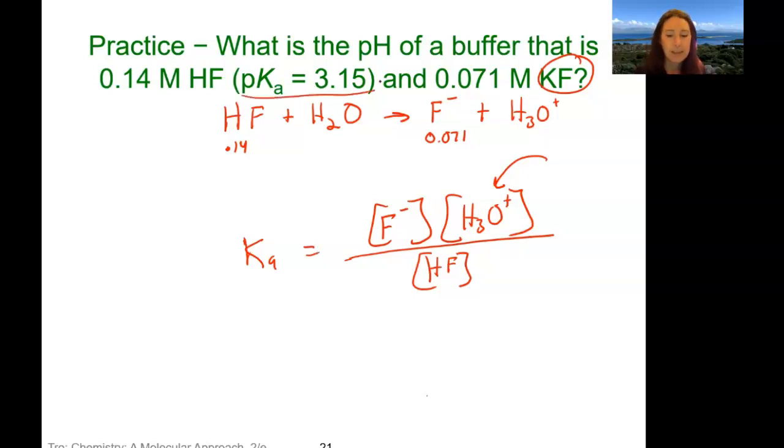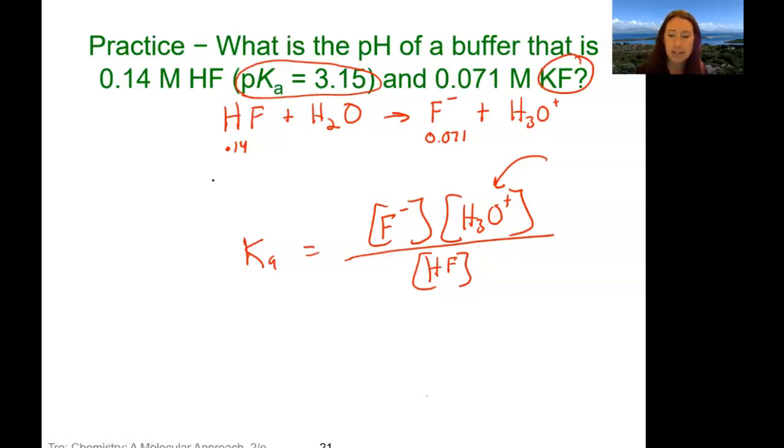But they gave us a pKa, right? Remember, how do we go from pKa to Ka? If you don't remember what P means, P means take the negative log of it. So we just take 10 to the negative pKa, and that will give us our Ka. So we're going to do this.